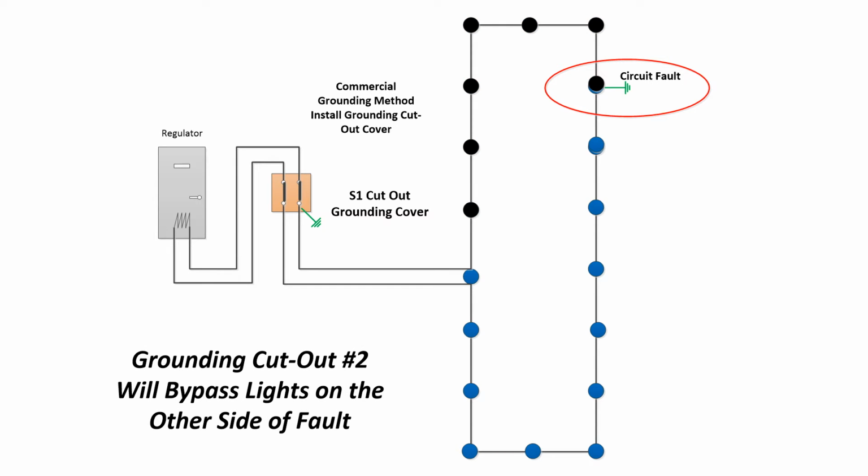If we install the other S1 cutout grounding cover, it will ground the other side of the circuit, and we'll get lights out between the cutout and our fault on the other side. So using these two cutout covers, you can check first one side and then double check on the other side. You go out and you drive your circuit, and you're going to be able to identify which light, or possibly the wire between two lights, is going to be where your fault is.